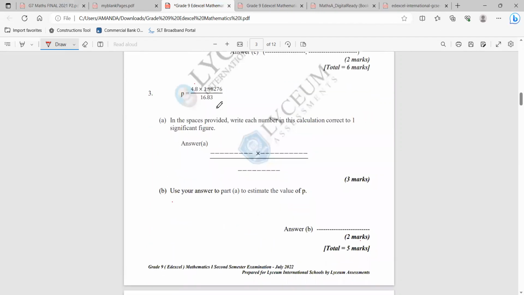So question number 3, we have a calculation. What does it say? In the spaces provided, write each number in this calculation correct to the first significant figure. So each number here, we have 4.8, and then 1.98276 is the other one, and then we have 16.82.